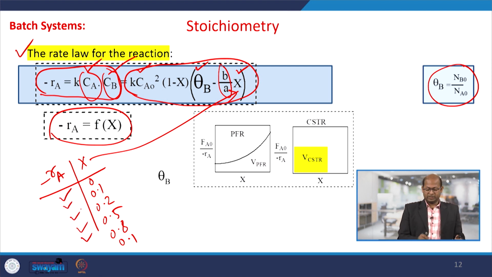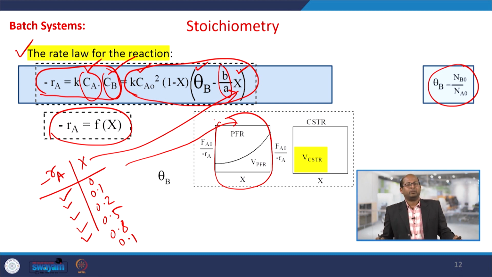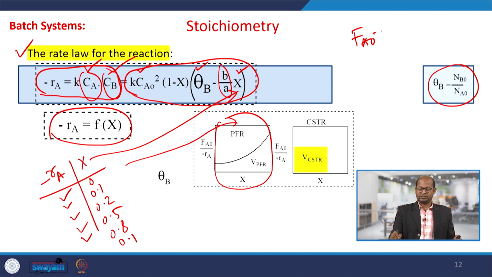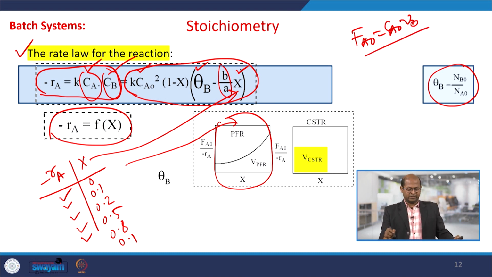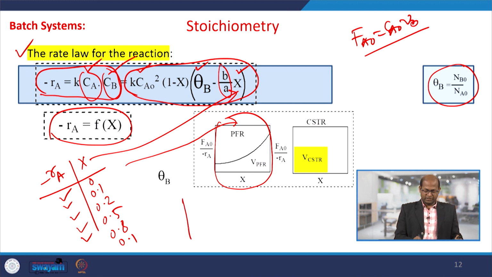So, if we plot this, then the plot would be like this, if it is plug flow reactors. So, rate means inverse of rate. So, if F A naught, so that is equal to C A naught into V naught. So, if we know, that we will discuss later. For any reactor, if we want to plot minus R A versus X A.